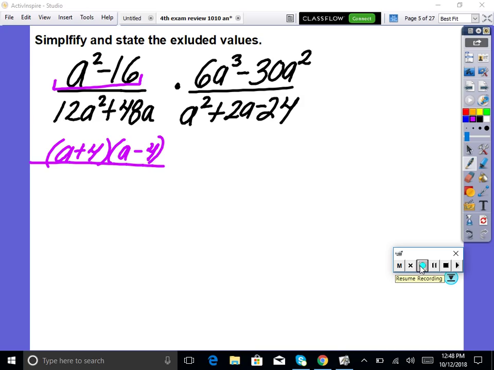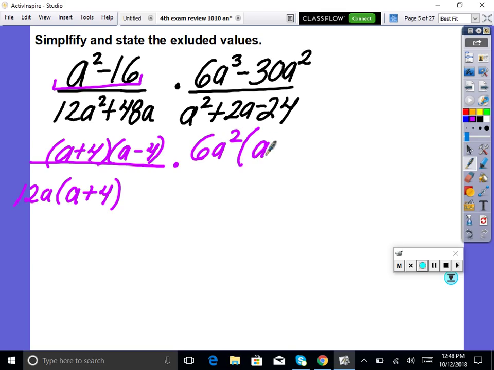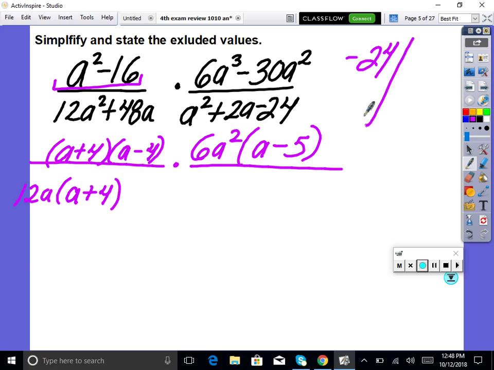We are going to pull out a common factor right here, so we're going to pull out a 12a. And then left would be a plus 4. We have a times sign. We're going to pull out a 6a squared. Then left would be a minus 5. And then what multiplies to be -24 and adds up to be 2.